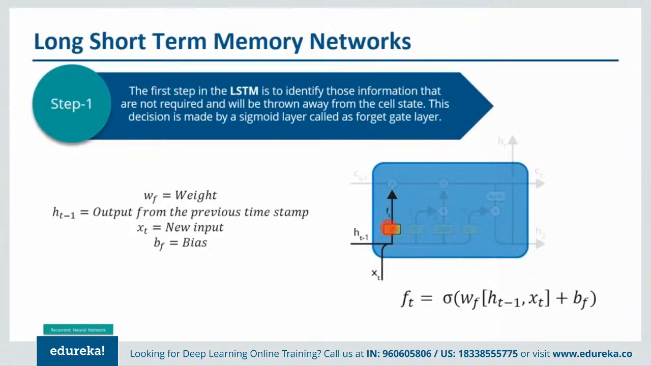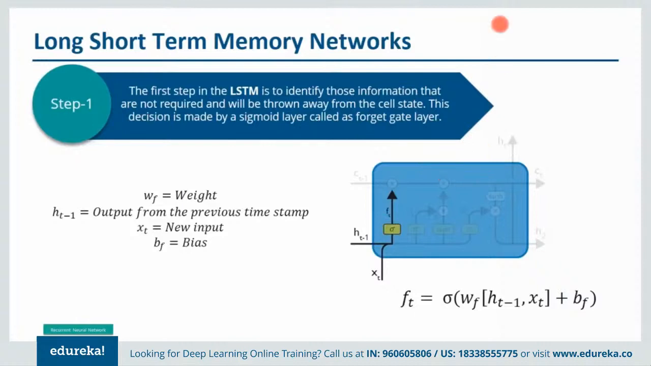Now if we go back to our example of a language model trying to predict the next word based on all the previous ones, in such a problem the cell state might include the gender of the present subject so that the correct pronouns can be used. When we see a new subject, we want to forget the gender of the old subject, right? We want to use the gender of the new subject. So we'll forget the gender of the previous subject here. This is just an example to explain what is happening here.